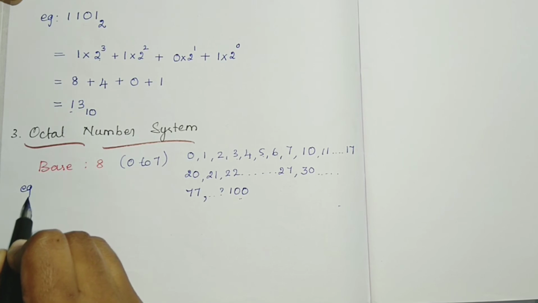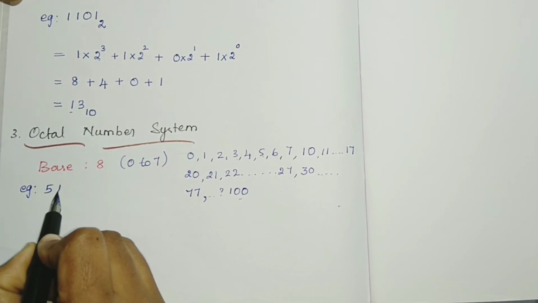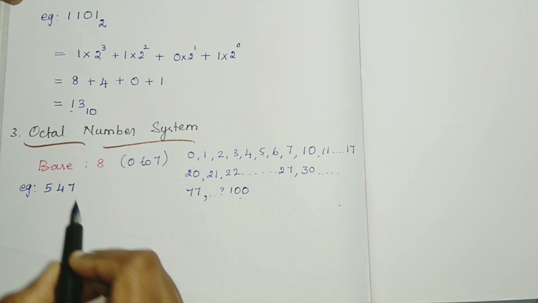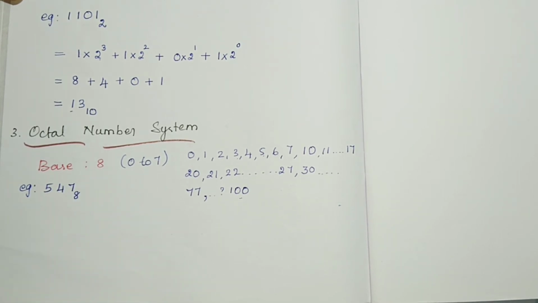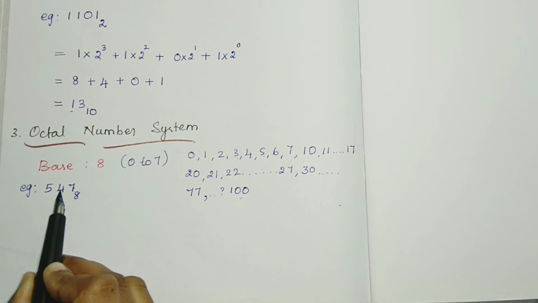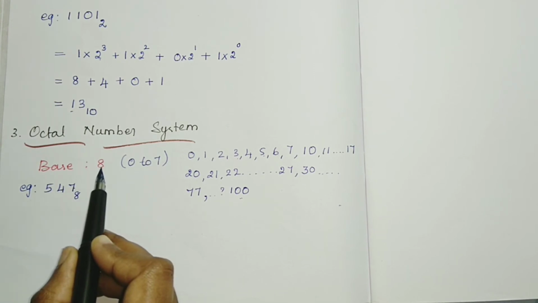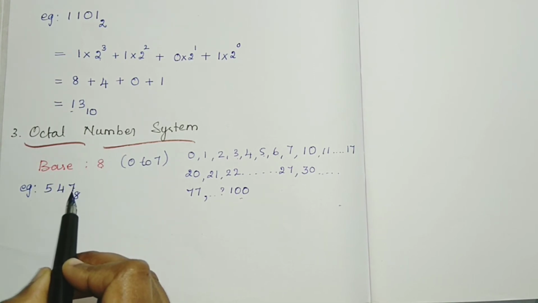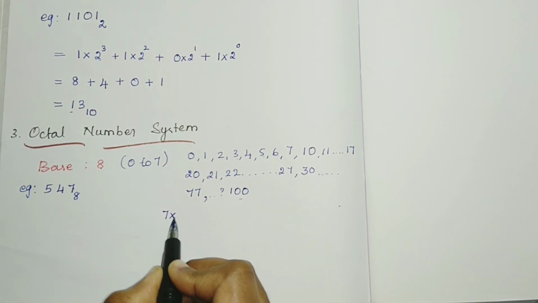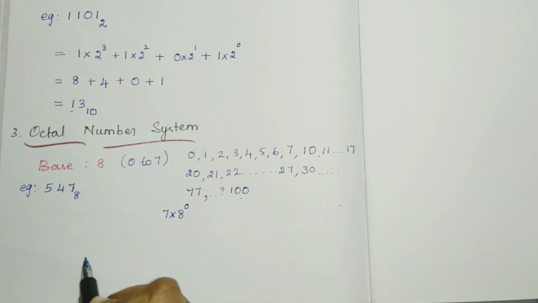So now let's start with an example. 547 is an example of an octal number and you have to write the base as 8. Now if you want to know the decimal equivalent of this number, what do we have to do? The same procedure: you have to multiply every digit with the power of 8 terms. So start from the least significant digit, that is 7. 7 into 8 to the power 0.